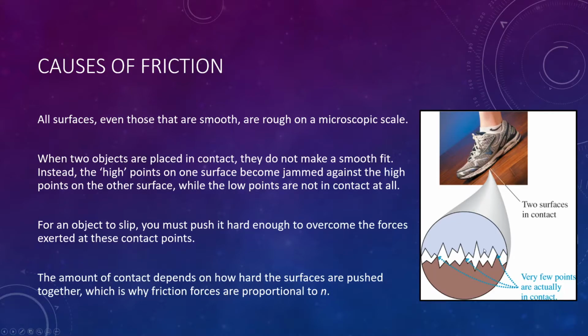And so you have to push against these objects hard enough to overcome the forces that are holding these contact points in place. Now, this amount of contact depends on how hard the surfaces are pushed together. So that's why it depends on the normal force. Right? If you push really hard against the surface, then the normal force is pushing back just as hard. And the point is, you have to take that into account when looking at friction.